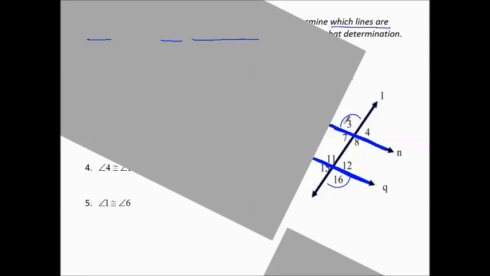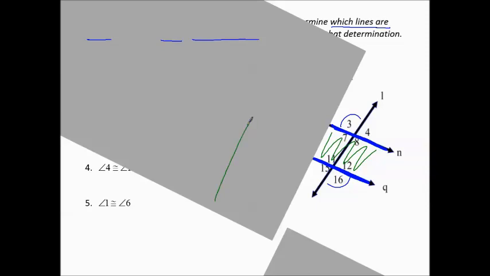Now they said that angle 3 is congruent to angle 16. Well, first let's determine what kind of angles these look like compared to each other. Notice that if these are the two lines, whether they are parallel or not, they are not between the lines. Angle 3 and 16 are outside of the lines, so these are exterior. And if line L is the transversal, angle 3 and 16 are on alternating sides. Angle 3 is to the left of line L, angle 16 is to the right of line L. So these are alternate exterior angles.